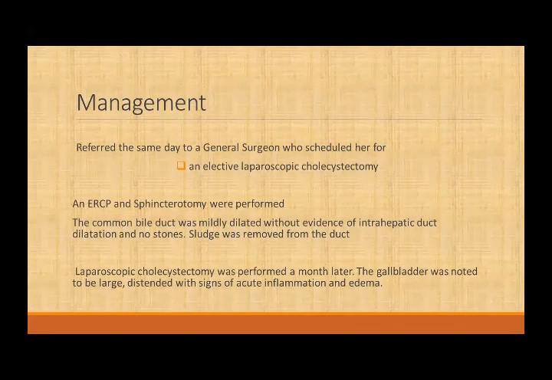So here are the two or three pick-up points. Diagnosis-wise, ultrasonography was the most important diagnostic modality to diagnose this patient. LFTs give you an idea about whether there is some evidence of extra or intrahepatic duct dilatation or a stone in the common bile duct. So ERCP and sphincterotomy was performed in view of that. The general surgeons did not do an emergency cholecystectomy. They scheduled the patient for an elective laparoscopic cholecystectomy, which was performed a month later.